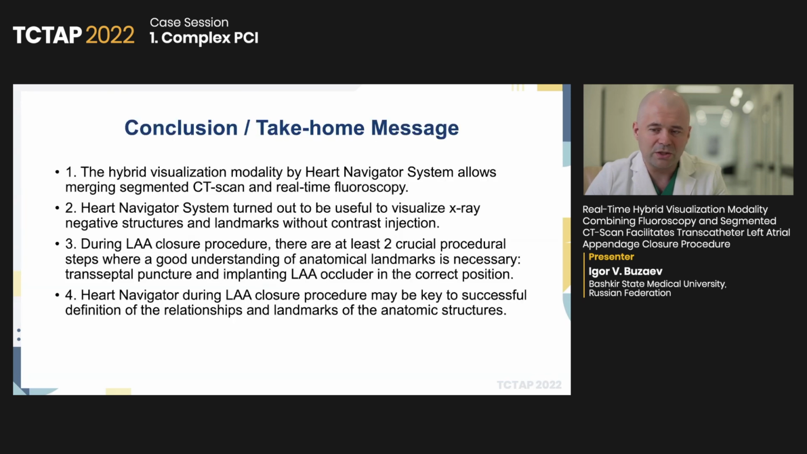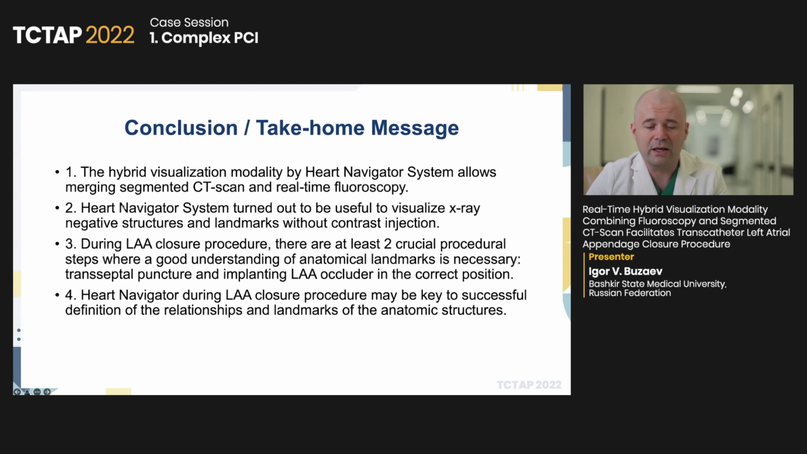So, take-home messages: the hybrid visualization modality by Heart Navigator allows us to merge the segmented CT scan and real-time fluoroscopy. The Heart Navigator system turned out to be useful to visualize X-ray negative structures and landmarks without contrast injection. During the LAA closure procedure, there are at least 2 crucial steps when a good understanding of anatomical landmarks is very important. This is the transeptal puncture and the implantation of the LAA occluder.